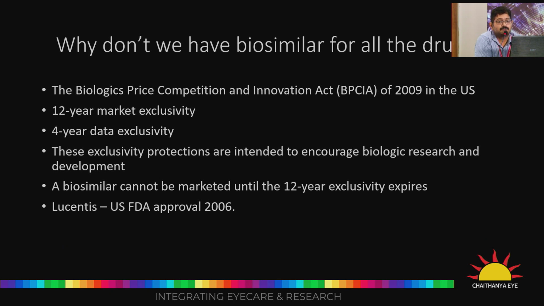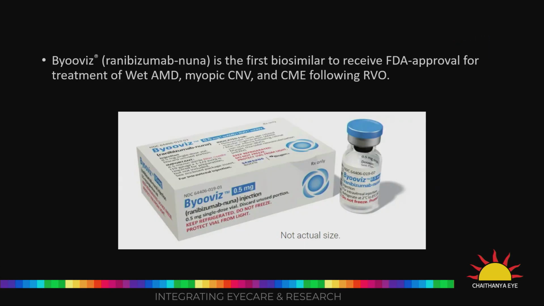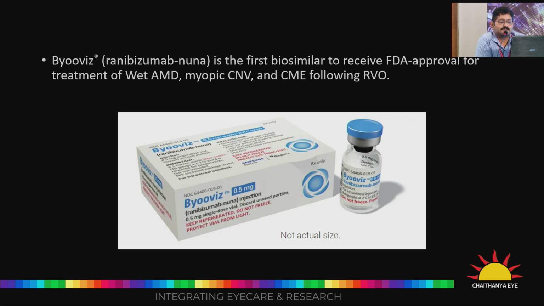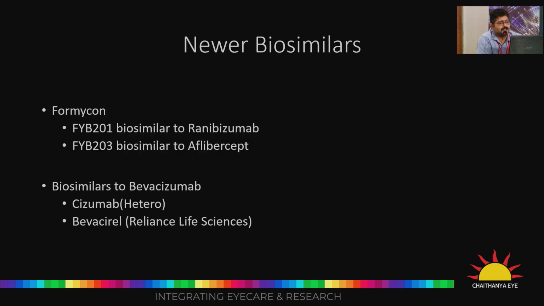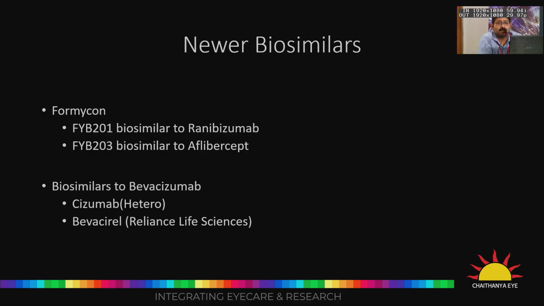So why don't we have a biosimilar for all the drugs? Because in the US, the Biologics Price Competition and Innovation Act of 2009 gives exclusive 12-year market and 4-year data exclusivity, so no biosimilar can be produced before this. The main intention of this exclusivity is to encourage biologic research and development. Lucentis got the US FDA approval in 2006. Recently, the US FDA gave approval for the first biosimilar, Byooviz, developed by Samsung Bioepis, for all the indications of Lucentis. Now, there are newer biosimilars that are being developed.